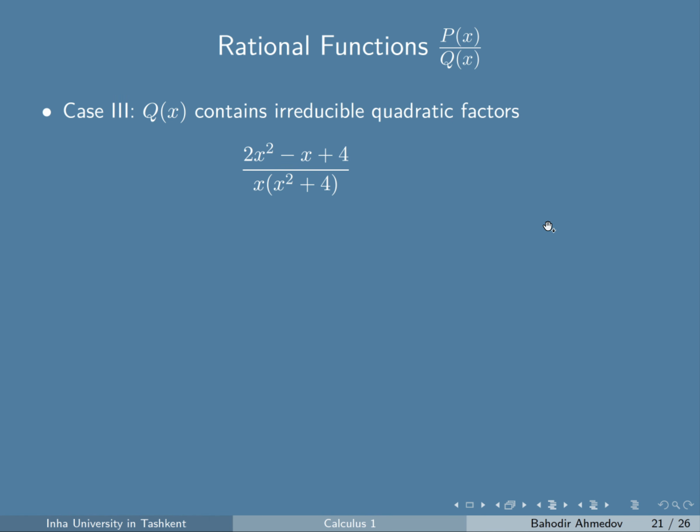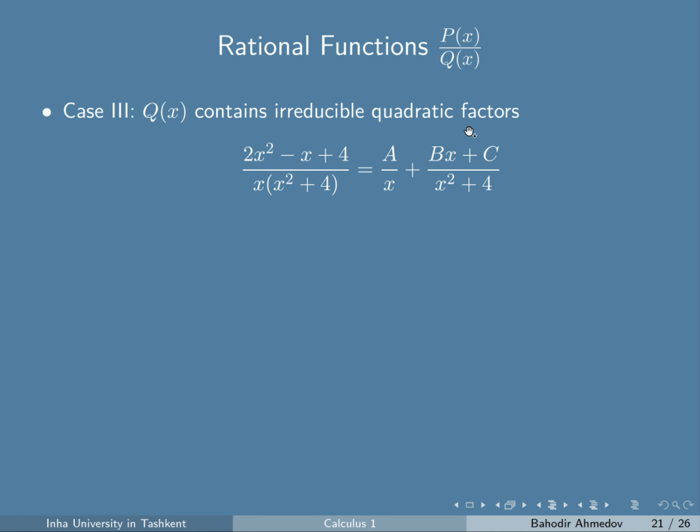So the next case is where the denominator q contains irreducible quadratic factors. For example, the denominator can be written as x multiplied by (x squared plus 4), where this factor is not reducible any more, so I cannot write this as a multiplication of linear factors. In this case, I'm going to write down the polynomials in this form: a divided by x, which corresponds to the first linear factor, and bx plus c over x squared plus 4.